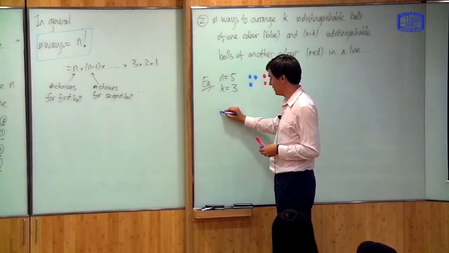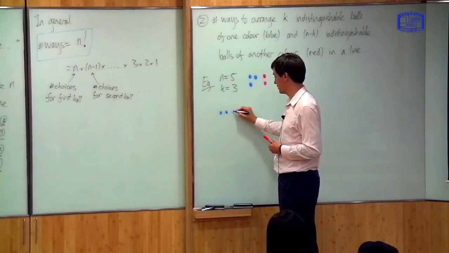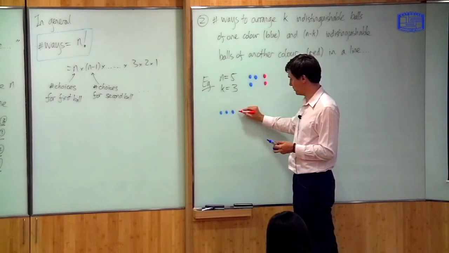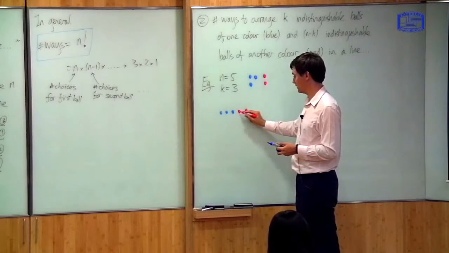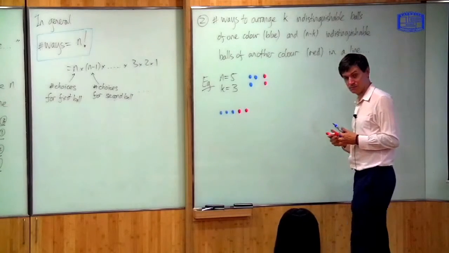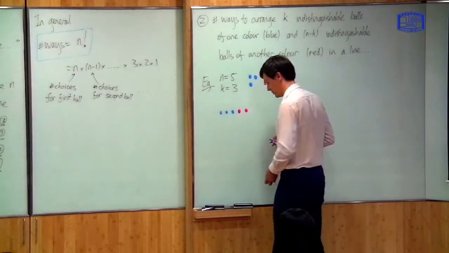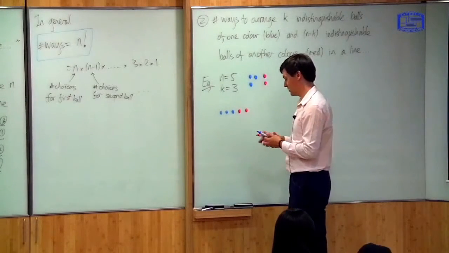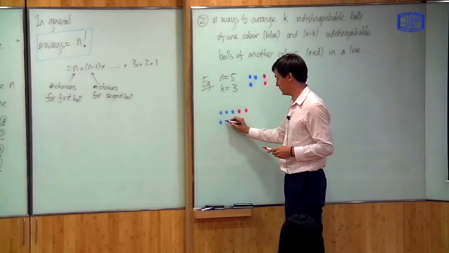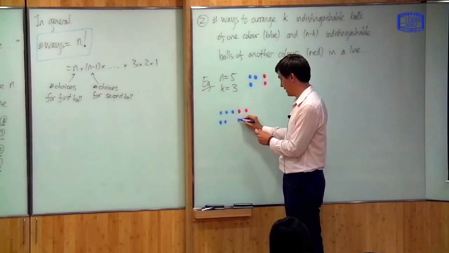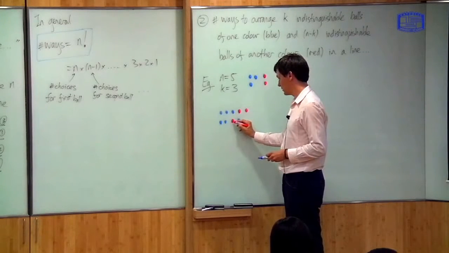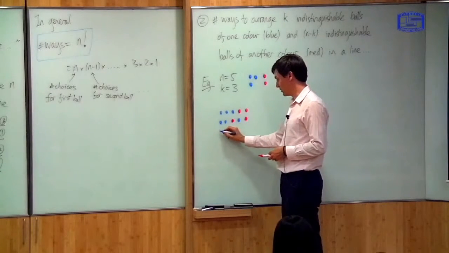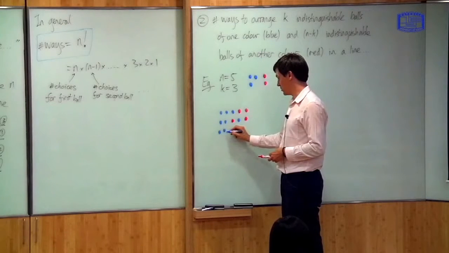So first of all, for example, I can put all of the blue balls first, and then put the red balls later. So I can do blue, blue, blue, red, red. That's one possible solution. I can also then switch some of these blue and red balls. So another solution is to go blue, blue, red, blue, red. And I could put this blue ball all the way over: blue, blue, red, red, blue.